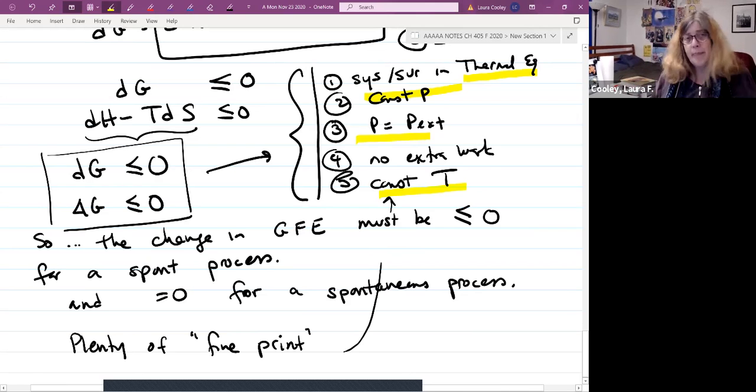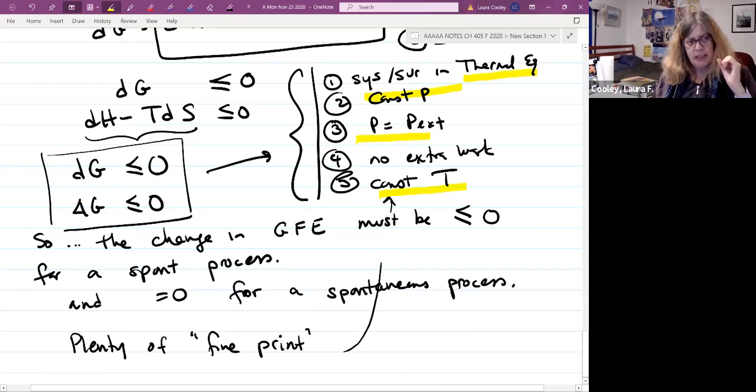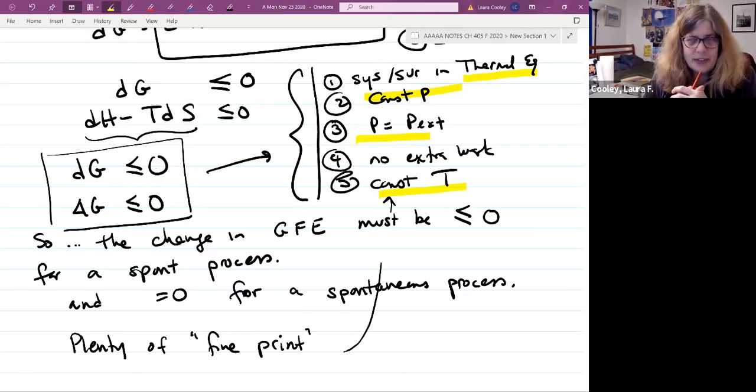The reaction can happen, the temperature can change, and then it goes back to the temperature of the room. All that has to be true is that the temperature has to be the same at the beginning and the end. Pressure has to be the same at the beginning and the end. All these conditions have to be true at the beginning and the end. So they're not as restrictive as you might think.